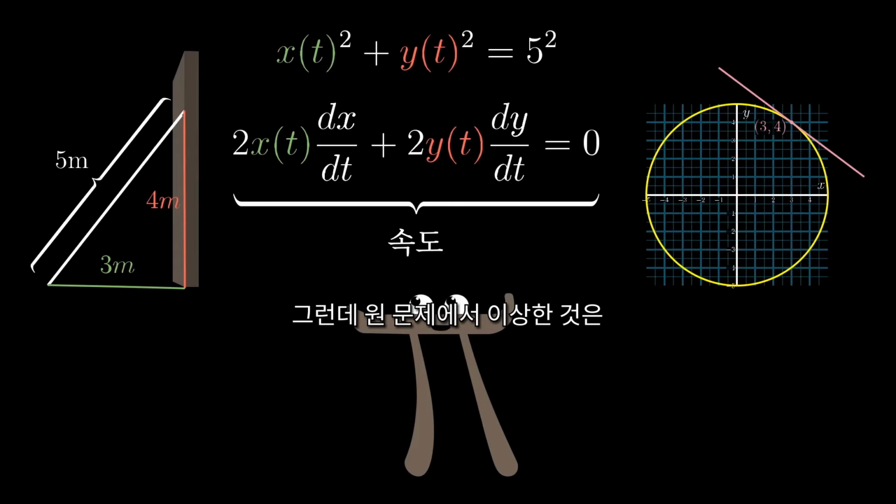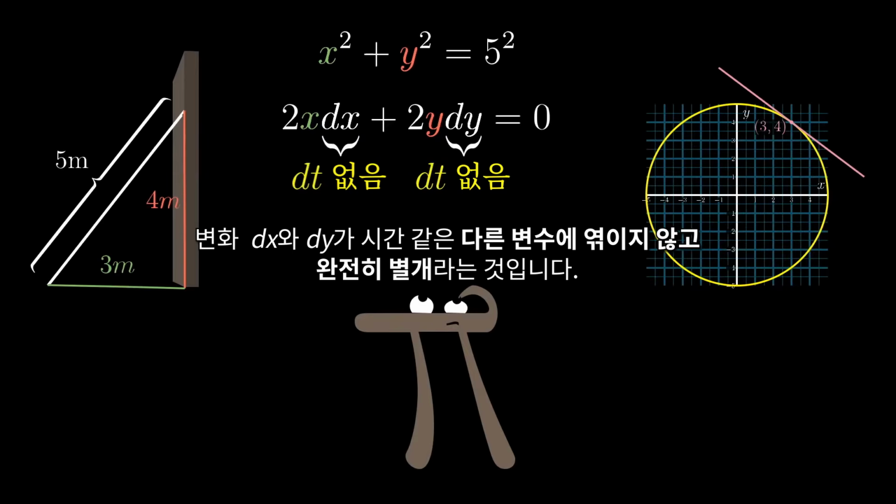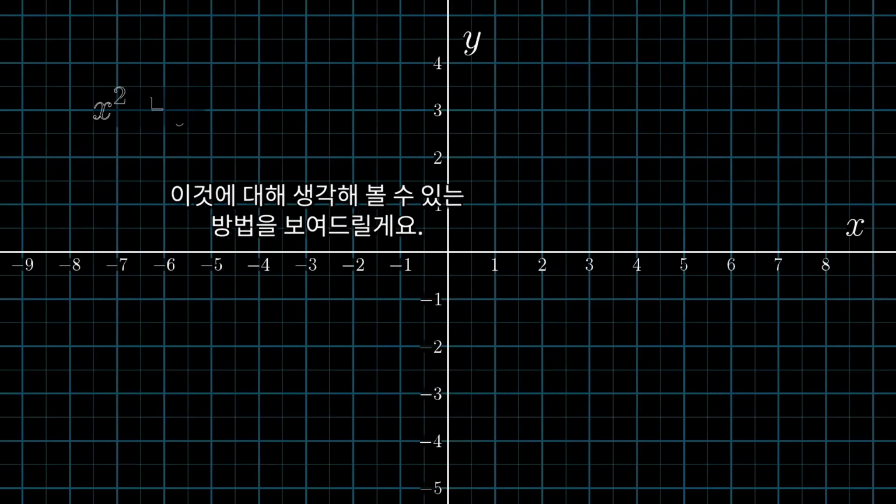But what makes the circle situation strange is that rather than saying that a small amount of time dt has passed, which causes x and y to change, the derivative just has these tiny nudges dx and dy just floating free, not tied to some other common variable, like time. Let me show you a nice way to think about this.